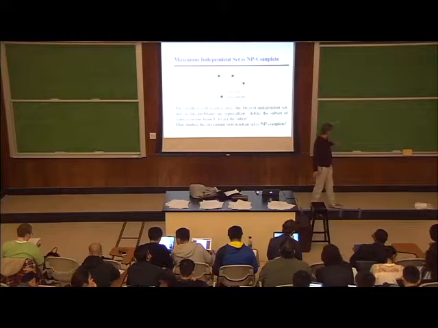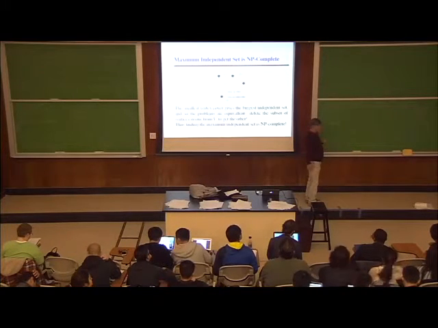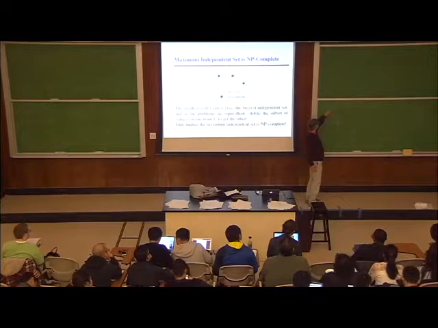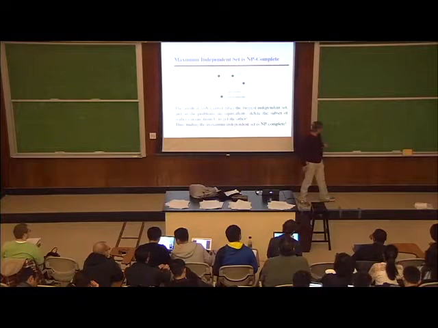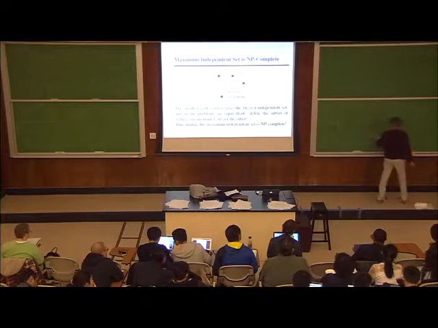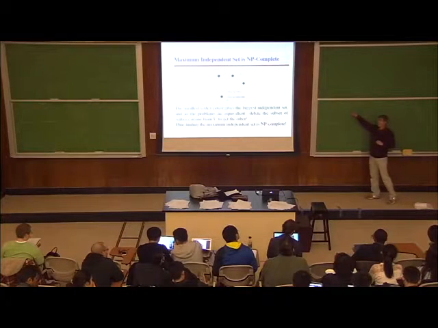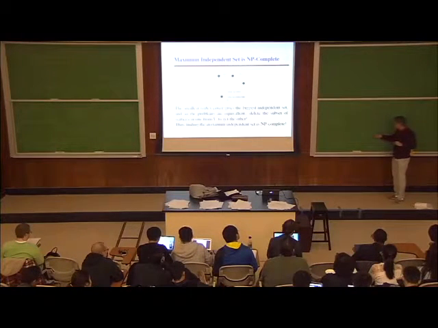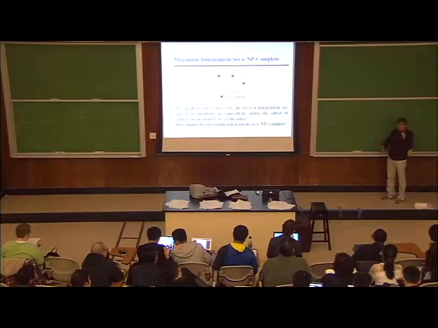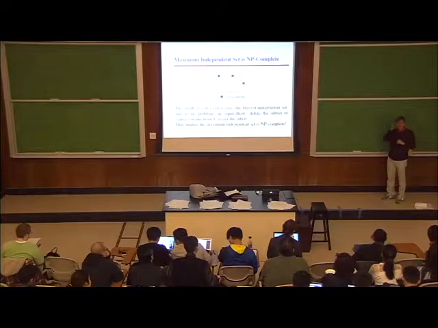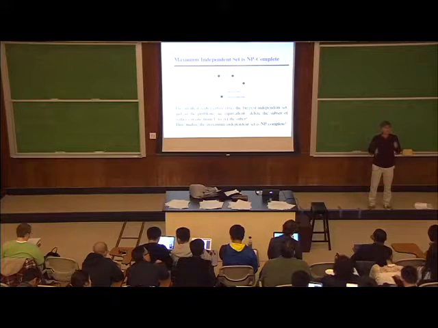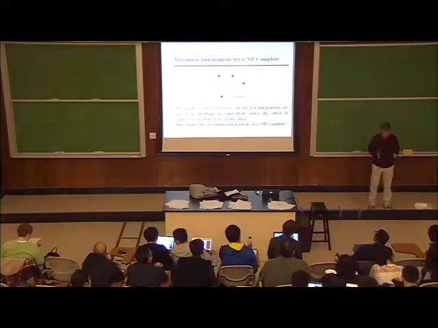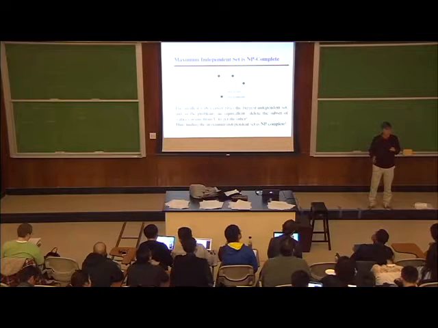A problem is hard when I prove it is at least as hard as some other hard problem. So this proves that maximum independent set is hard. Why? Because vertex cover was hard, and this proves that maximum independent set has to be at least as hard as vertex cover. What does it mean to be NP-complete? It means that it is hard, but it is also solvable in non-deterministic polynomial time. Now, what does that mean?